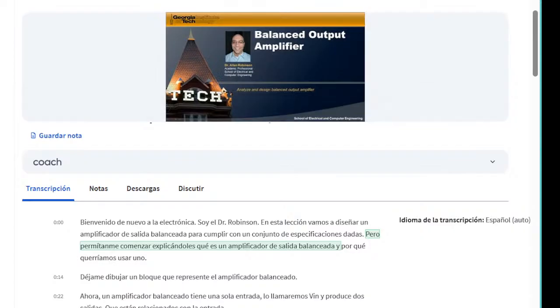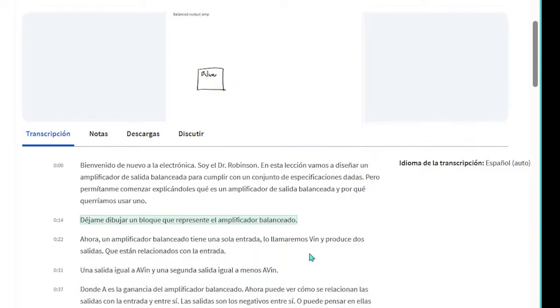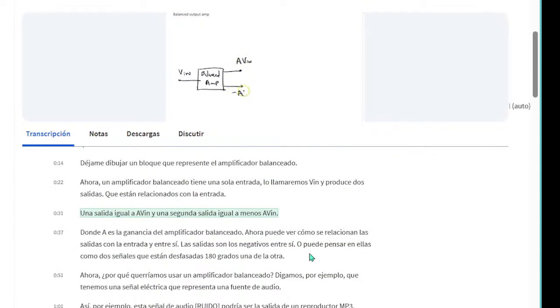What a balanced output amplifier is and why we would want to use one. Let me draw a block that represents the balanced amp. Now a balanced amplifier has a single input, we'll call it Vn, and produces two outputs that are related to the input. One output equal to A Vn and a second output equal to minus A Vn, where A is the gain of the balanced amplifier.